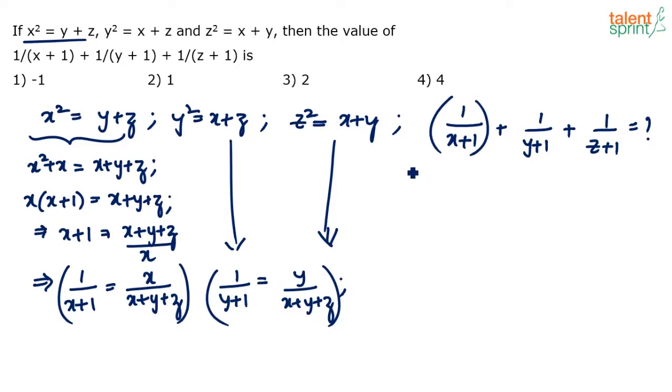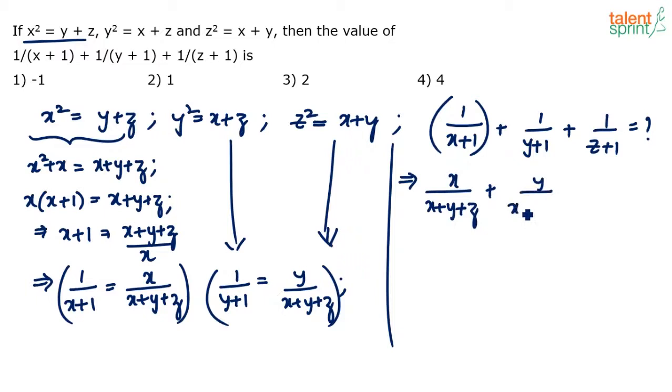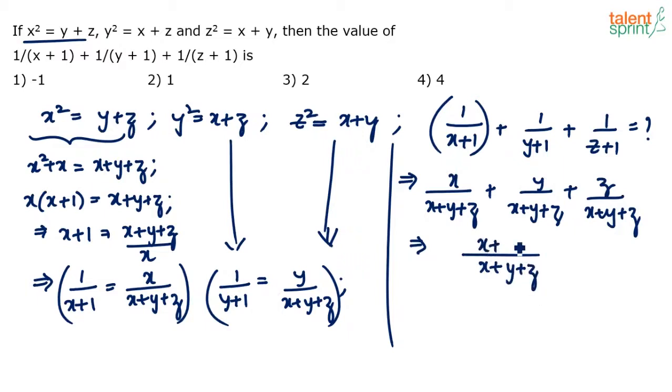Substitute that in this place. So finally what do we get? If you substitute what we have got here, this will be x by x plus y plus z, plus y by x plus y plus z, plus z by x plus y plus z, right? Now x plus y plus z is the LCM, and what do we get in the numerator? The same, x plus y plus z. Both get cancelled, resulting in 1. So option 2, 1, is the final answer.